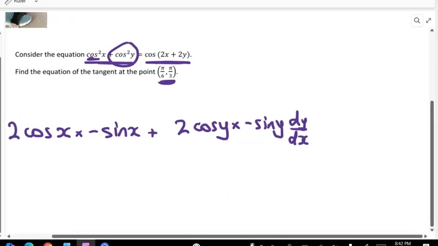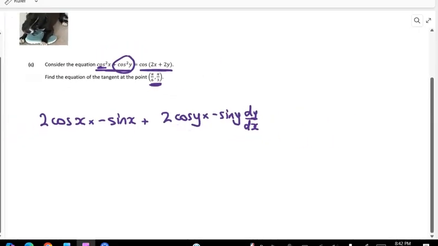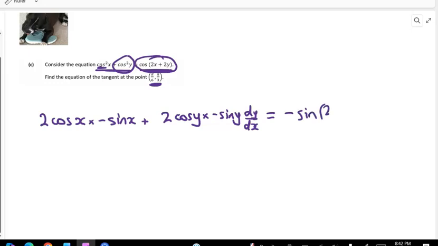And then on the right-hand side, and this is the bit that I think tripped quite a few of you up, we're going to differentiate this with respect to x. So first we differentiate the outside function, and we're going to get negative sine of 2x plus 2y. And now we differentiate the inside function with respect to x. So it's going to be times 2 plus 2 dy by dx.